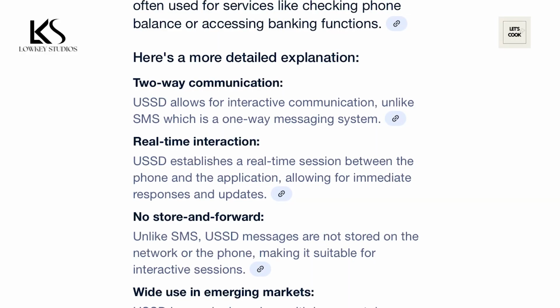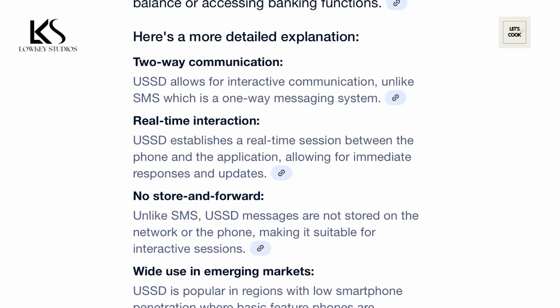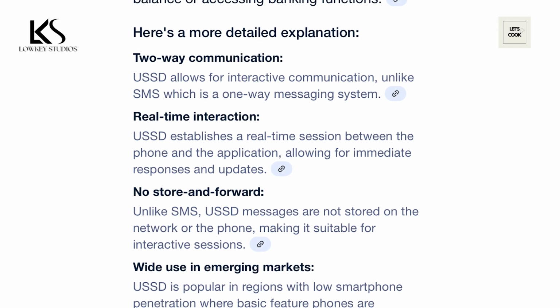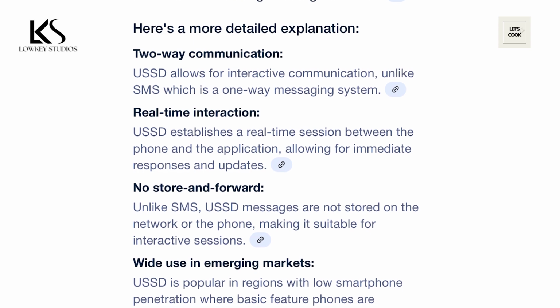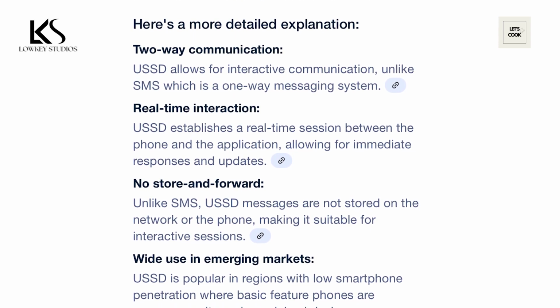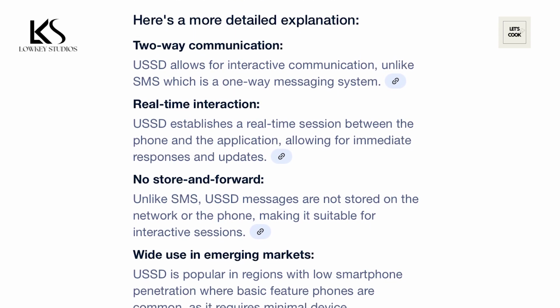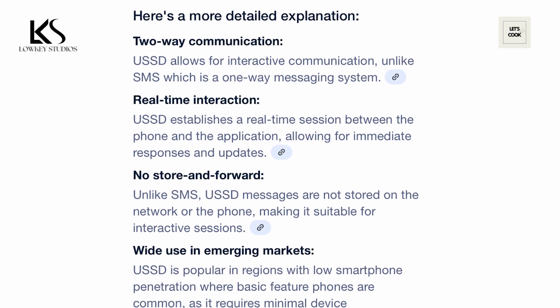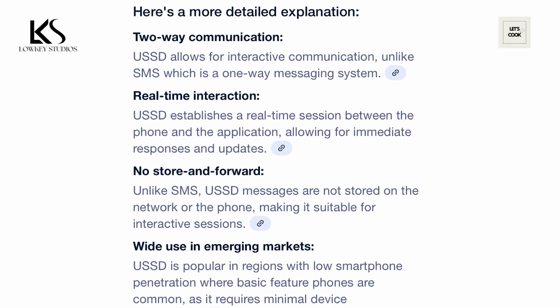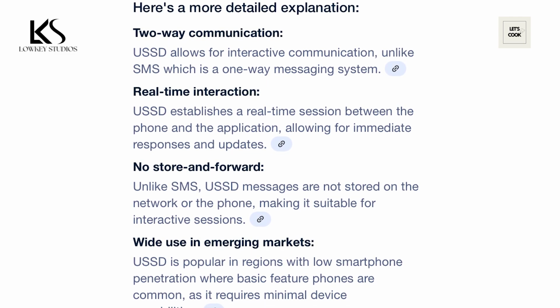And then real-time interaction, that is if I'm texting you back, you are also seeing it and you are replying back. You see me typing, you are seeing and you are replying. So real-time interaction, which is USSD establishes a real-time session between the phone and the application, which allows for immediate response and not updates. Yes, that's basically what I explained initially. And then also no store and forward.